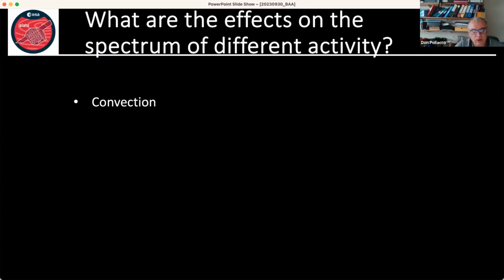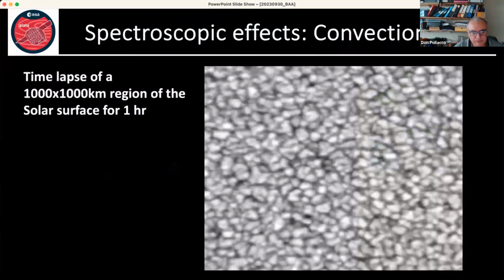Okay, so what causes this activity? I'm going to talk about three things, just briefly: convection on the star, spots on the star, and magnetic fields in general.